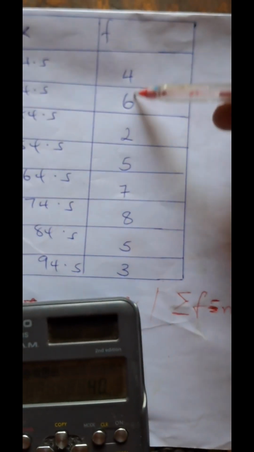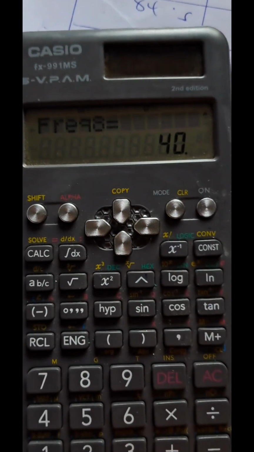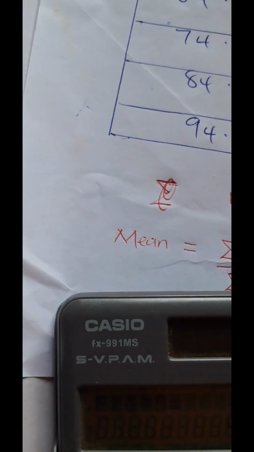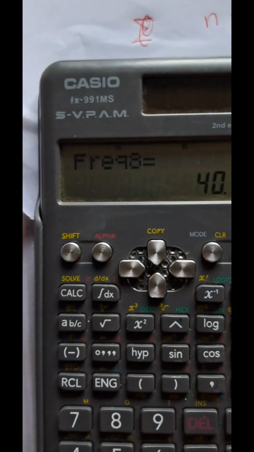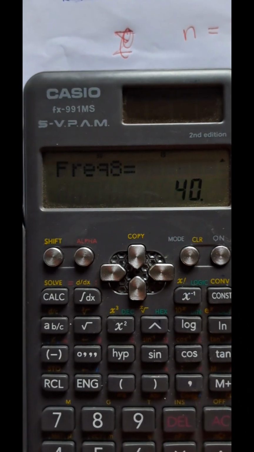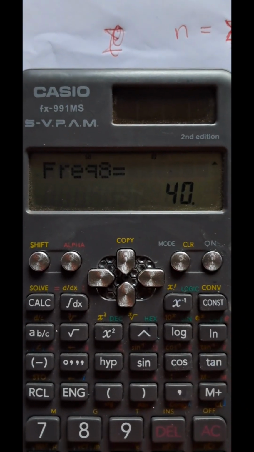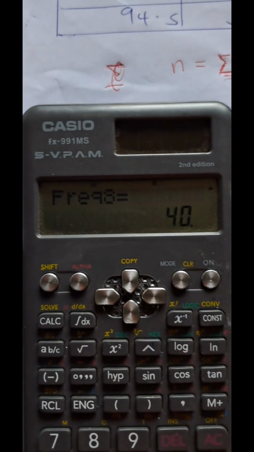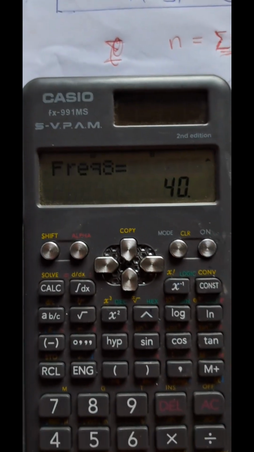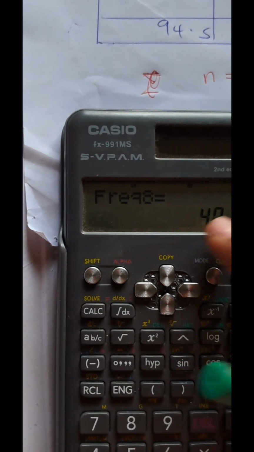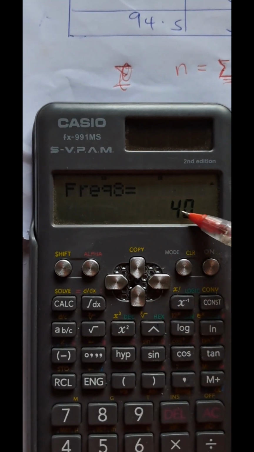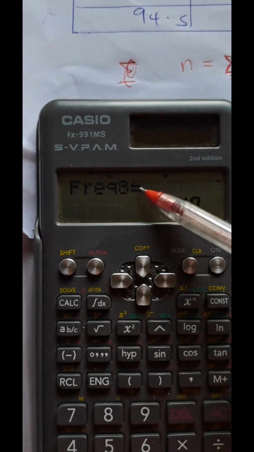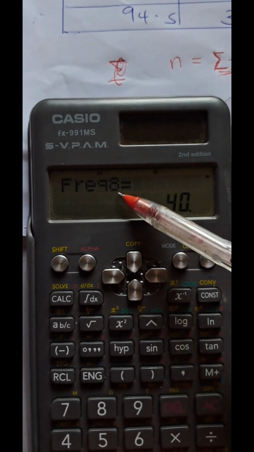So here they have given us 4. You can confirm: you will add these things and you must get 40, just like that. After getting the total frequency, which is now 40, the summation of f, you're going to correct your calc, because this one is showing you the frequency, so you rewrite the frequency of 8.